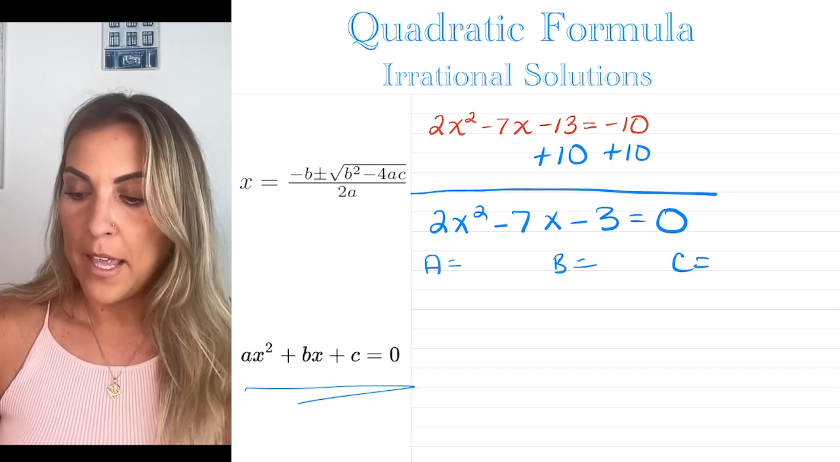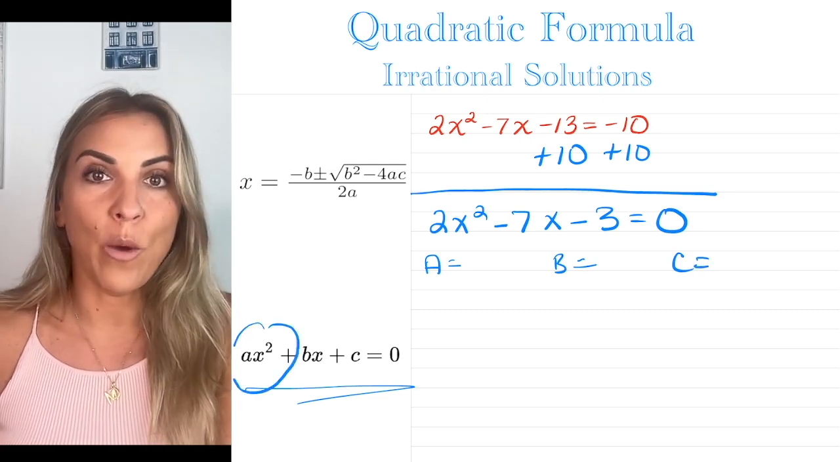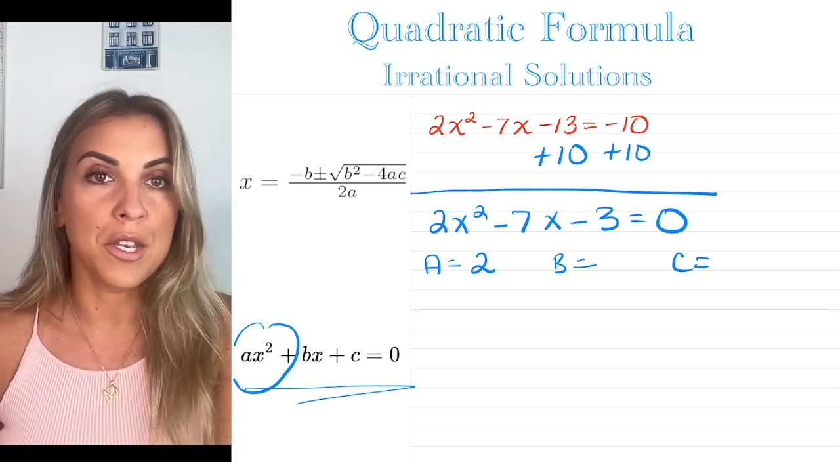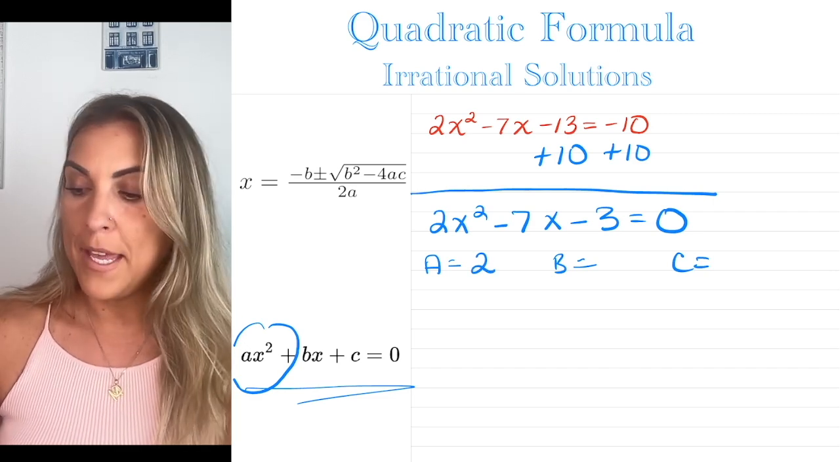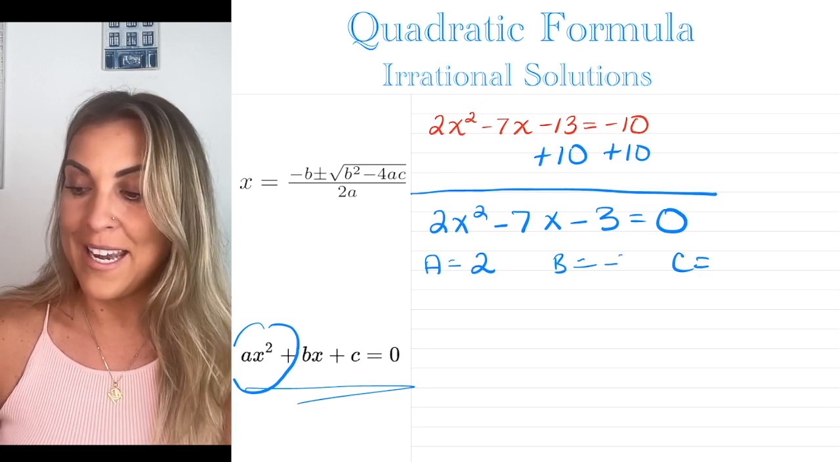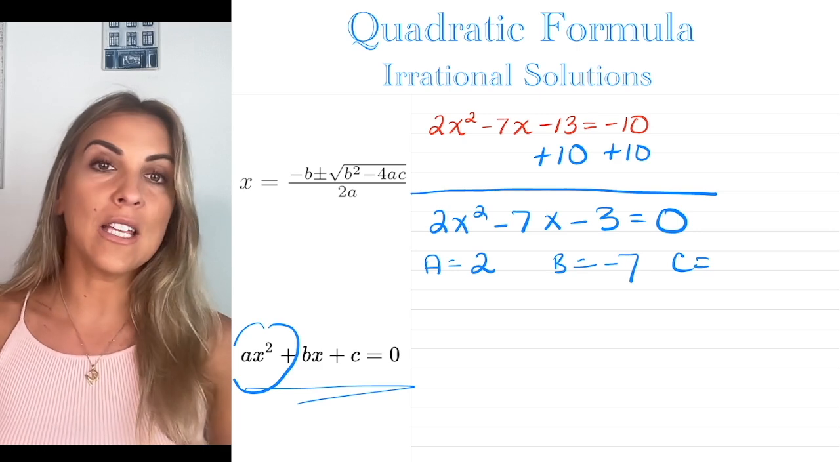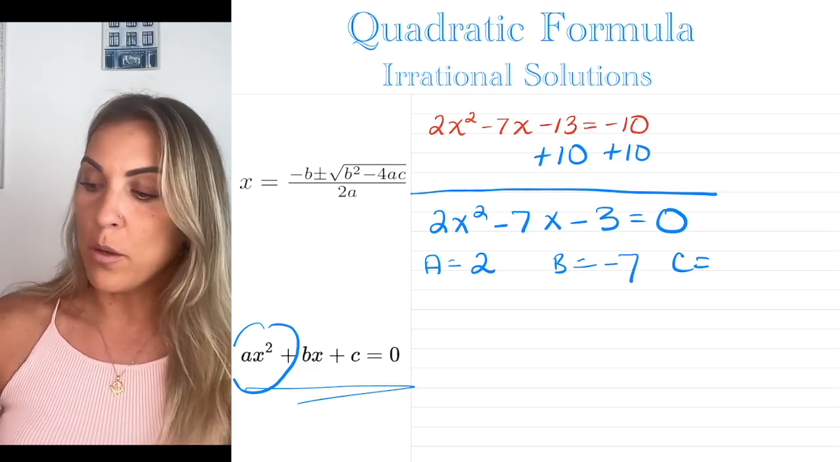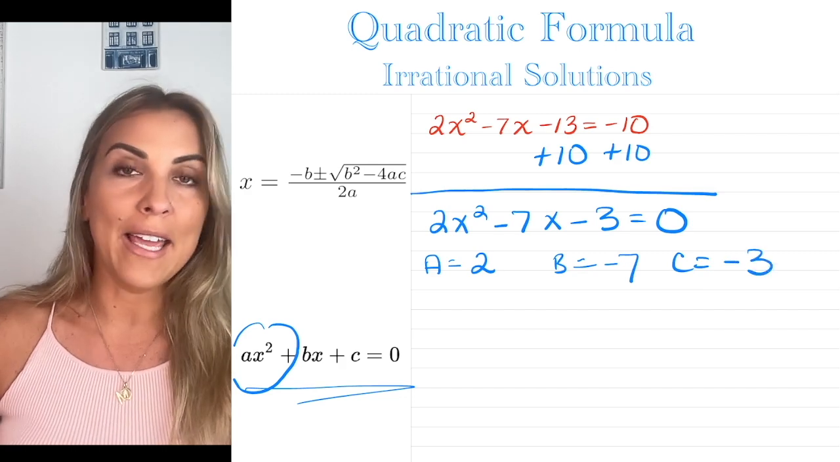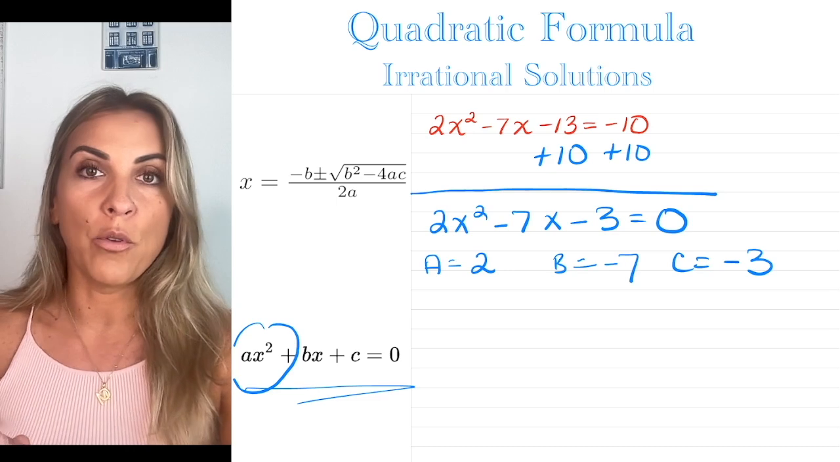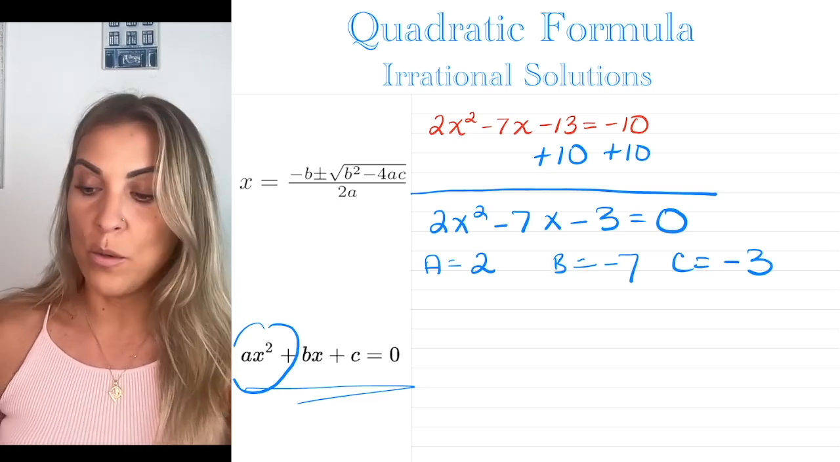A is the coefficient of x squared. So in my equation, the A value is 2 because 2 is the number before x squared. B is the coefficient of the x term. So in my equation, that would be negative 7. And C is always the constant number, the value that's by itself without a variable. And so in my equation, that value is negative 3. Now that we've identified what all of our variables are, we can substitute into this formula.